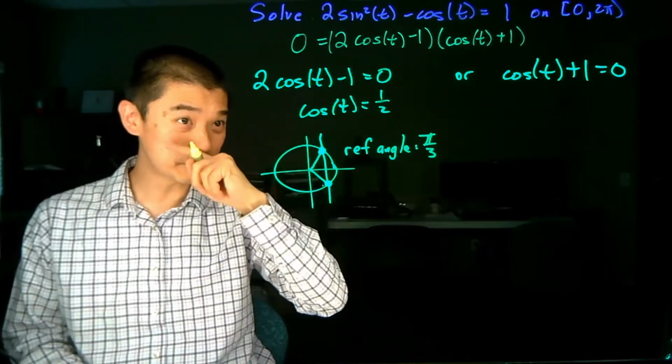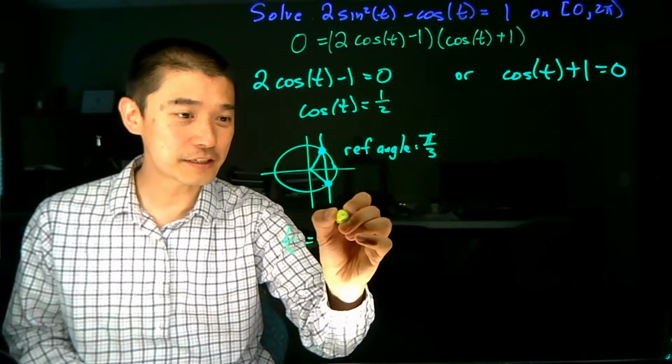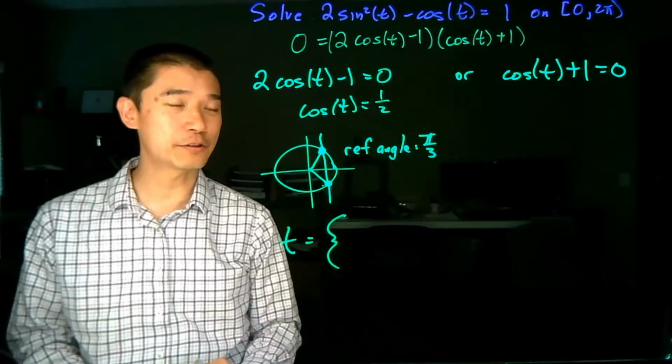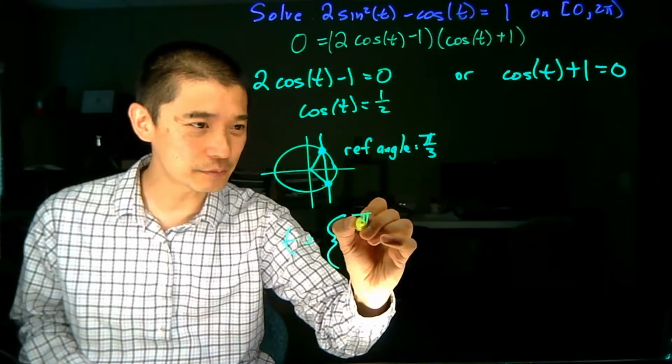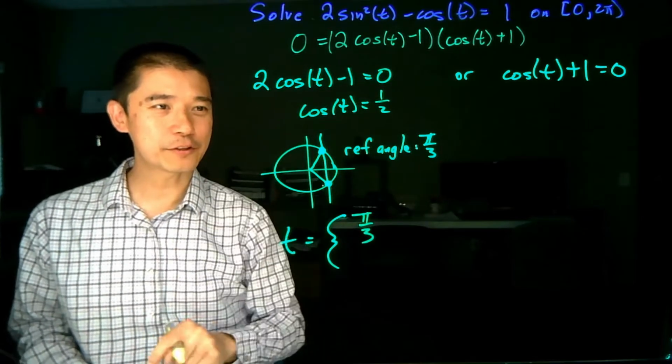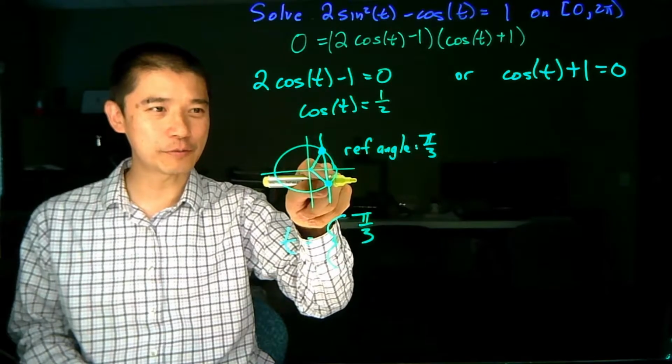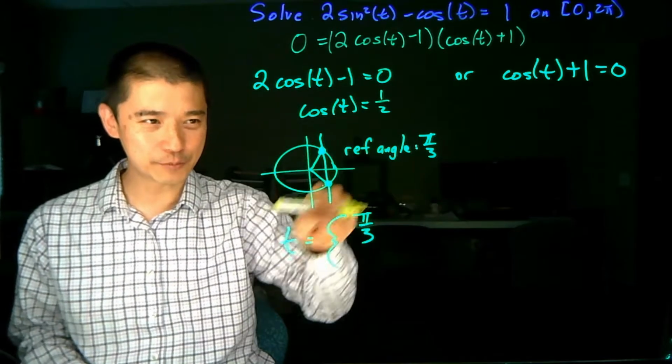And so we use that information to help get our t values. Now in this case, because we're only interested in the interval from 0 to 2 pi, we're not going to worry about the coterminal angles. So this first one is going to be pi over 3. What are we going to get for the second one? Well, for the second one, to get in the fourth quadrant, we have to go all the way around and then subtract off the reference angle.